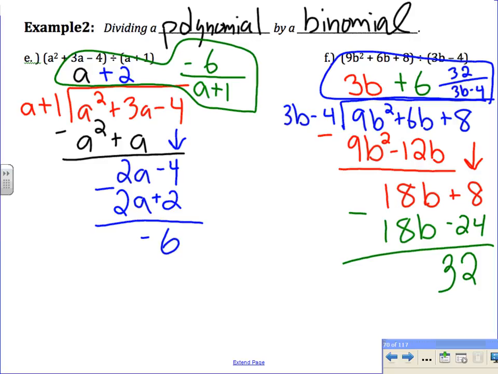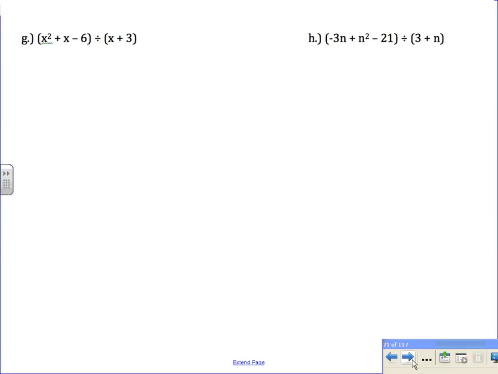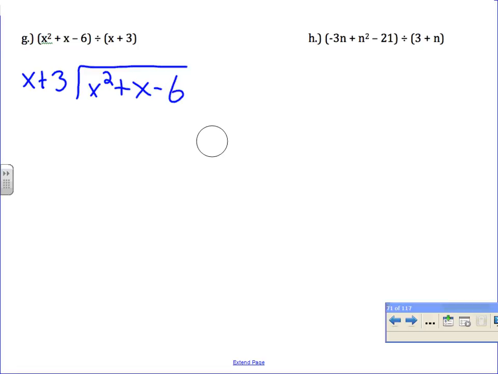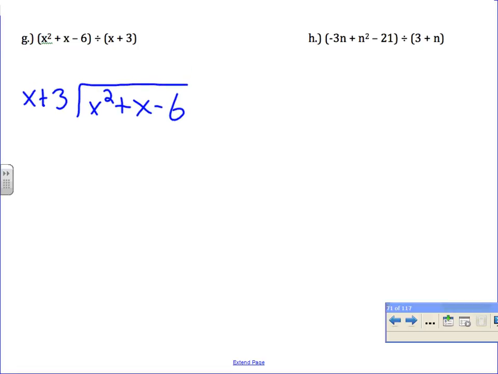Anyone else? Okay, I want you guys to try just letter G on your own. And I'll go over it after I see that you guys have at least attempted it. This one will not have a remainder if you do it correctly.